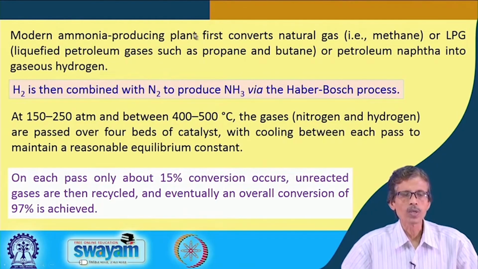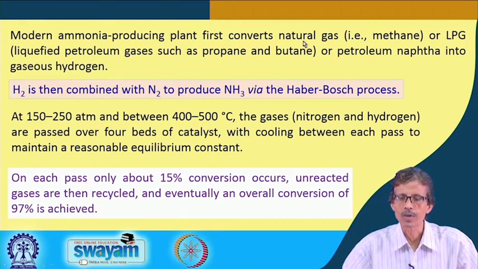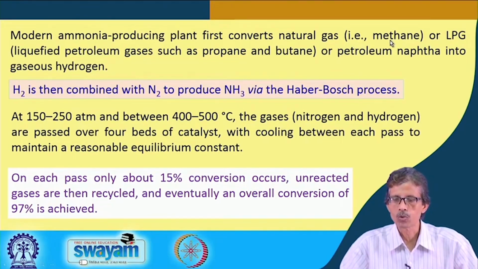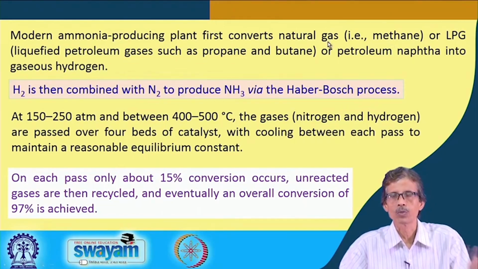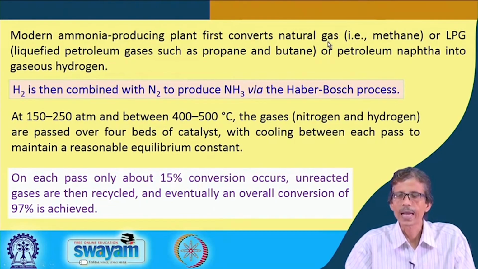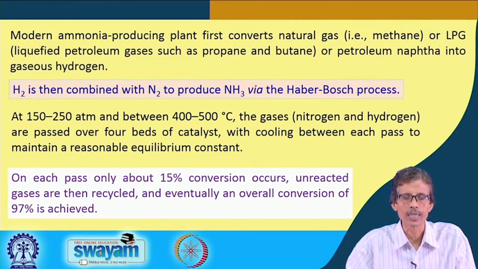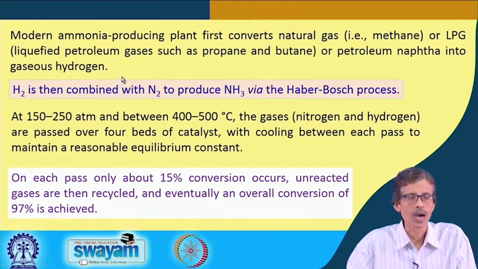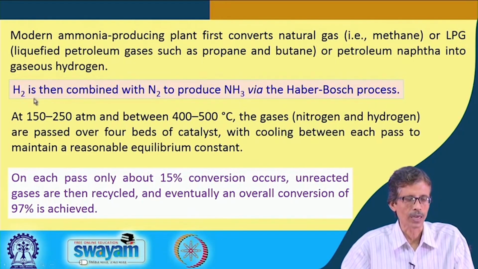So, the modern ammonia producing plants basically first convert the natural gas, that is methane. We have seen that we can have coal bed methane also. So, from that methane we have to extract the corresponding amount of hydrogen, and that hydrogen can be utilized for its reaction with the nitrogen. Natural gas, LPG, petroleum naphtha can be utilized for the production of a large amount of hydrogen, that we have seen also in the case of hydrogen production.